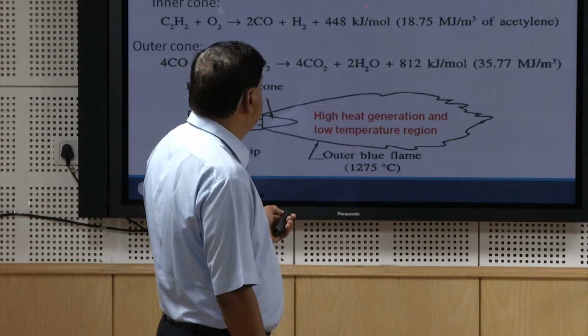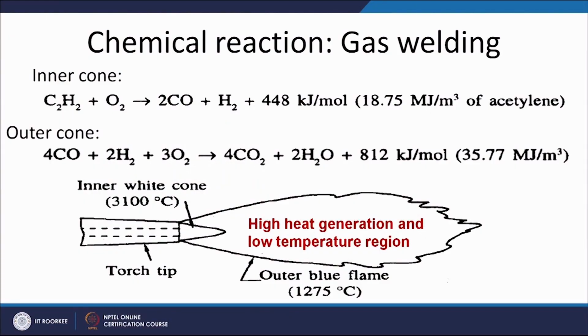So here, if you see the chemical reactions involved in heat generation, these are basically gas welding and thermite welding. Like, acetylene is used along with oxygen, a mixture of acetylene and oxygen is used, and they interact and produce a lot of heat.